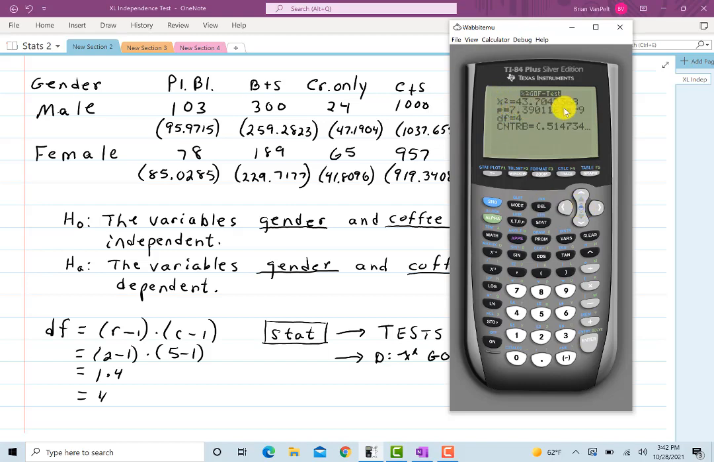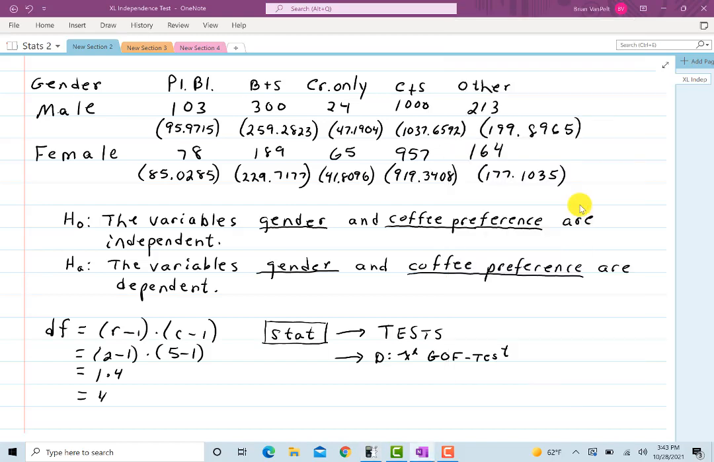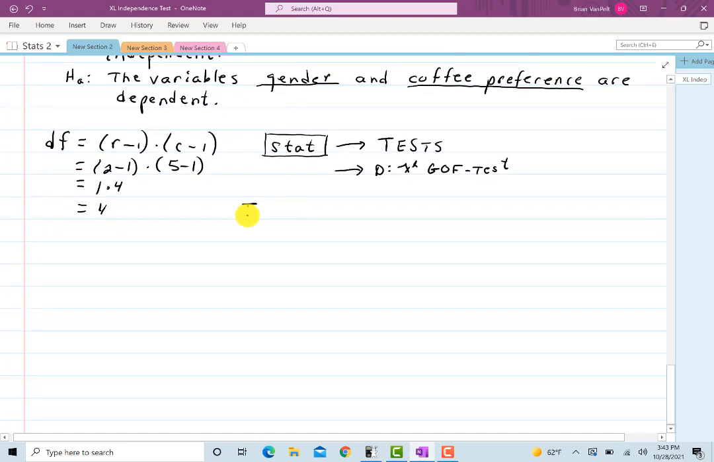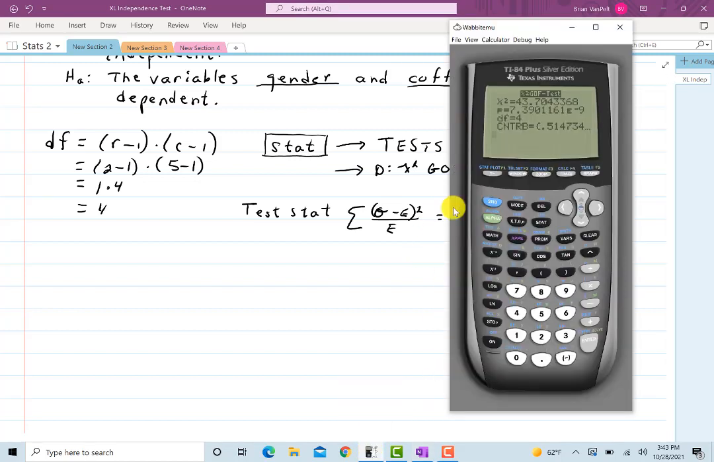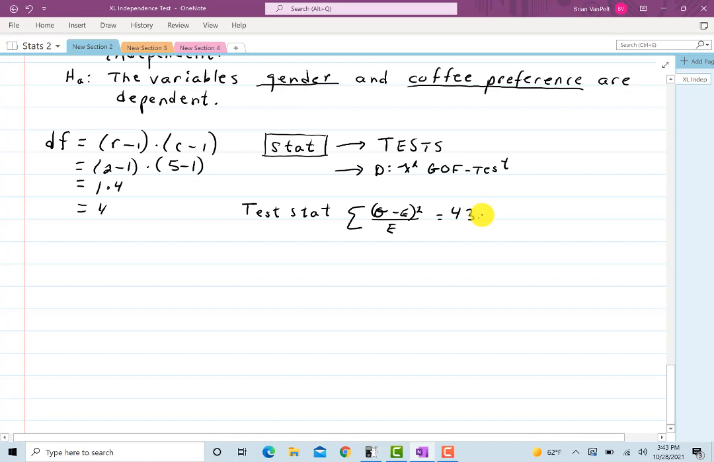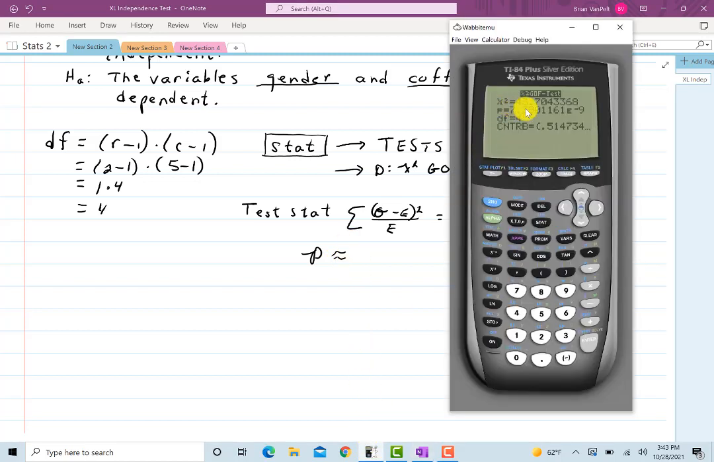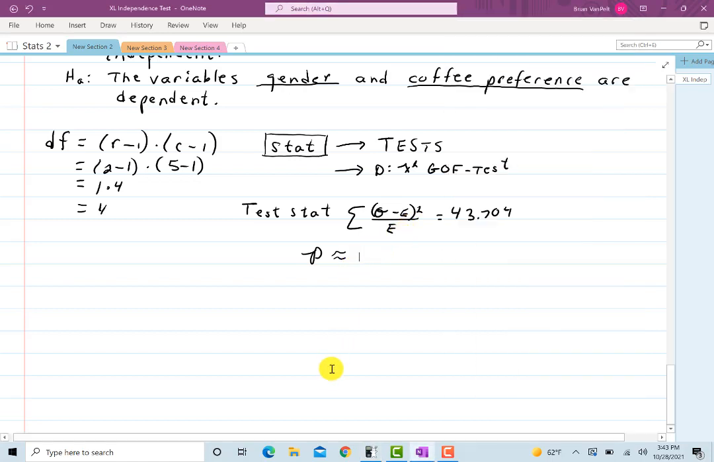So I see I got my chi-squared and I got my p-value. Let me write those things down. So my test stat, that's the one that looks like this: O minus E squared over E. Well, the calculator gave them to me. Let's see what I got for it. That's 43.704. And then the p-value, 7.39 times 10 to the negative 9th.